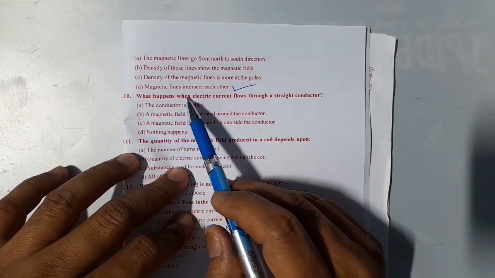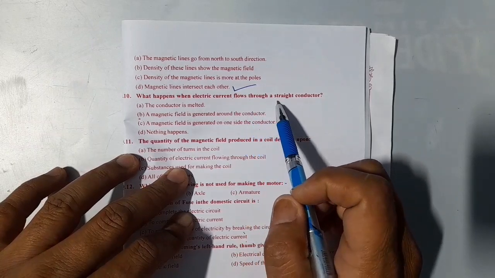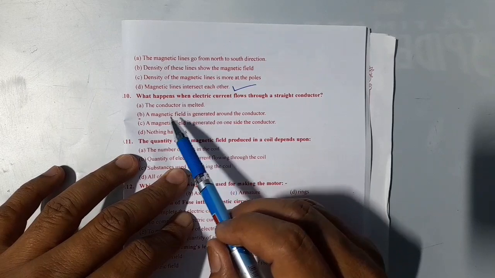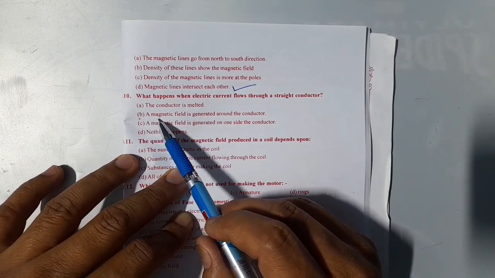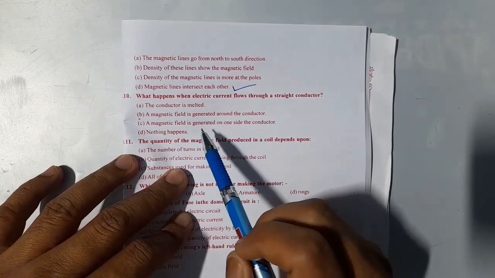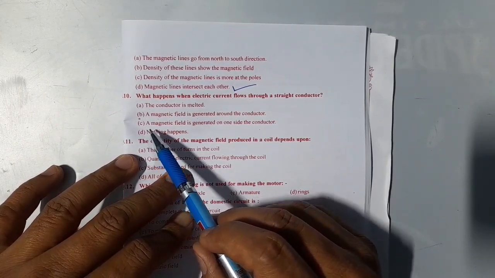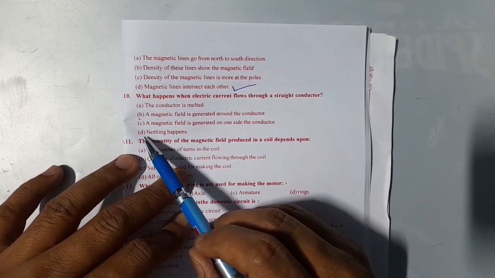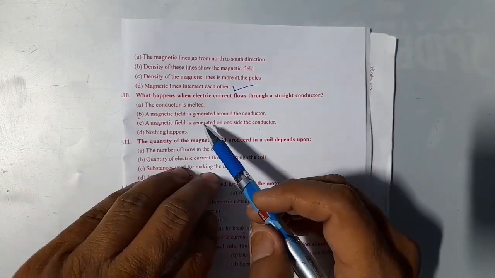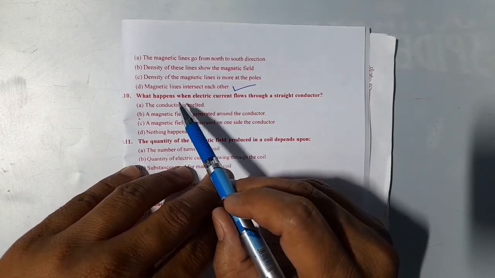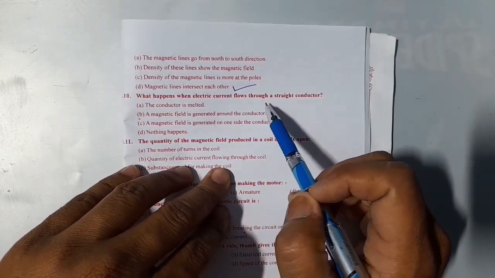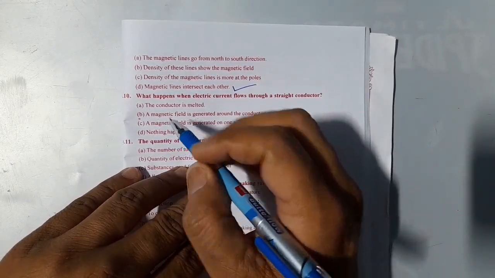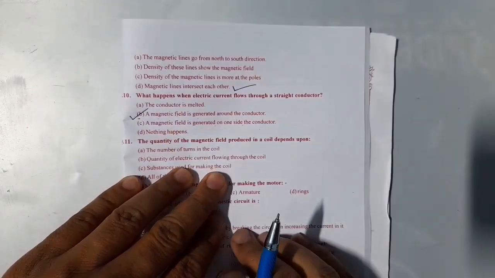What happens when electric current flows through a straight conductor? Option A, the conductor is melted. Option B, a magnetic field is generated around the conductor. Option C, a magnetic field is generated on one side of the conductor. Or option D, nothing happens. So students, we know that when an electric current flows through a straight conductor, then a magnetic field is generated around the conductor. So its correct option is option B.